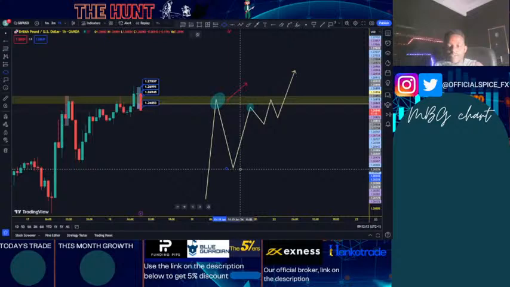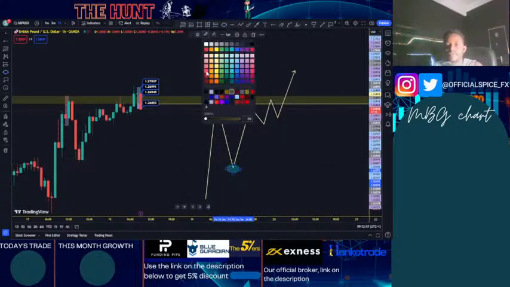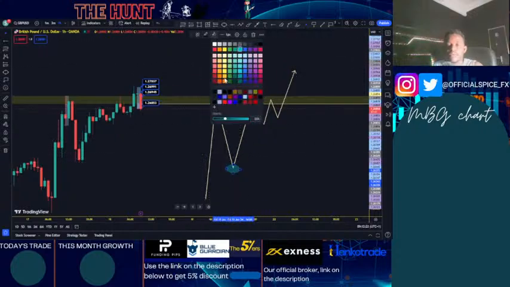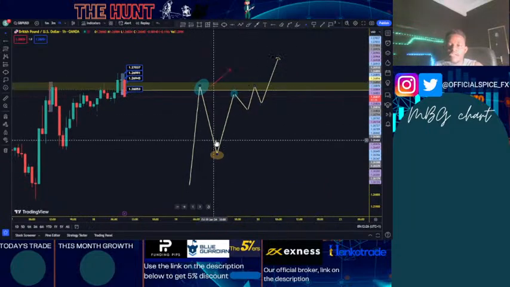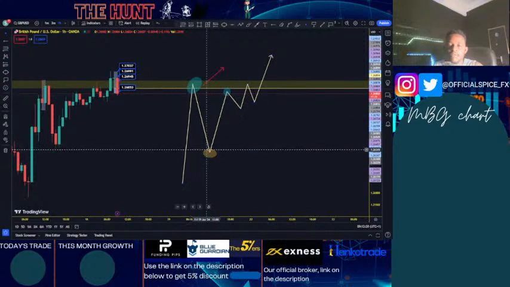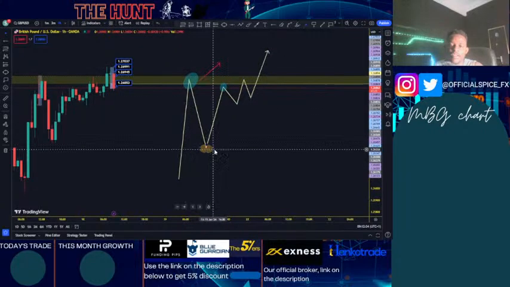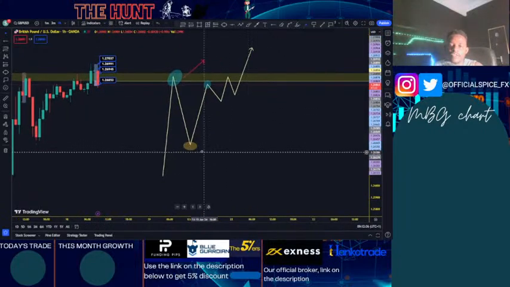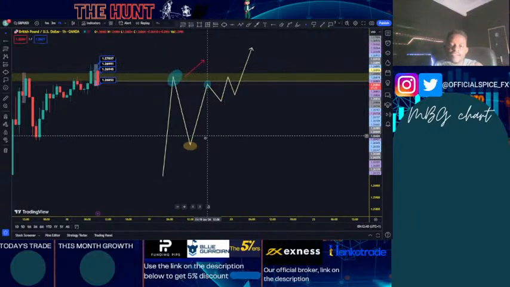Let me give you this color. There's a difference between this one and this one. This one is resting for a pullback, for a continuation, but this one right here is a continuation move. This is where it's like, enough of the rest, now let's continue to the upper side. So it's two different things.